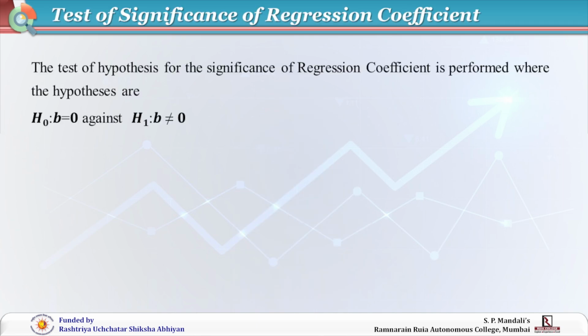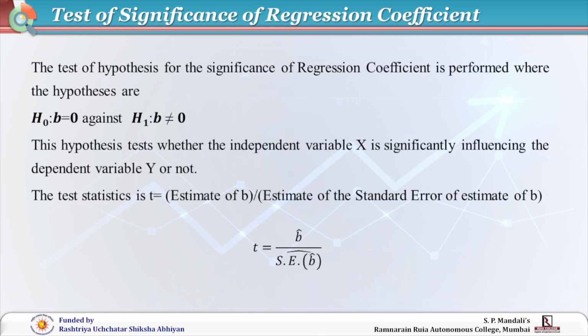of the regression coefficient, which is done by testing a hypothesis H0: B is equal to 0 against H1: B is not equal to 0. H0, B equal to 0, indicates that the influence of the independent variable X is insignificant on the dependent variable Y, whereas H1 claims that the independent variable is significantly influencing the dependent variable Y.